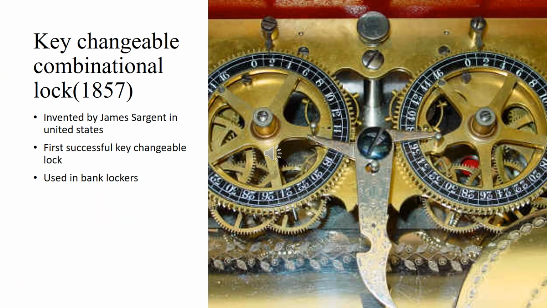In 1857, James Sargent from the United States of America invented the key-changeable combination lock. It was widely used in bank vaults during the late 1850s. Even the United States Treasury Department bought this design. It was the first successful key-changeable combination lock.